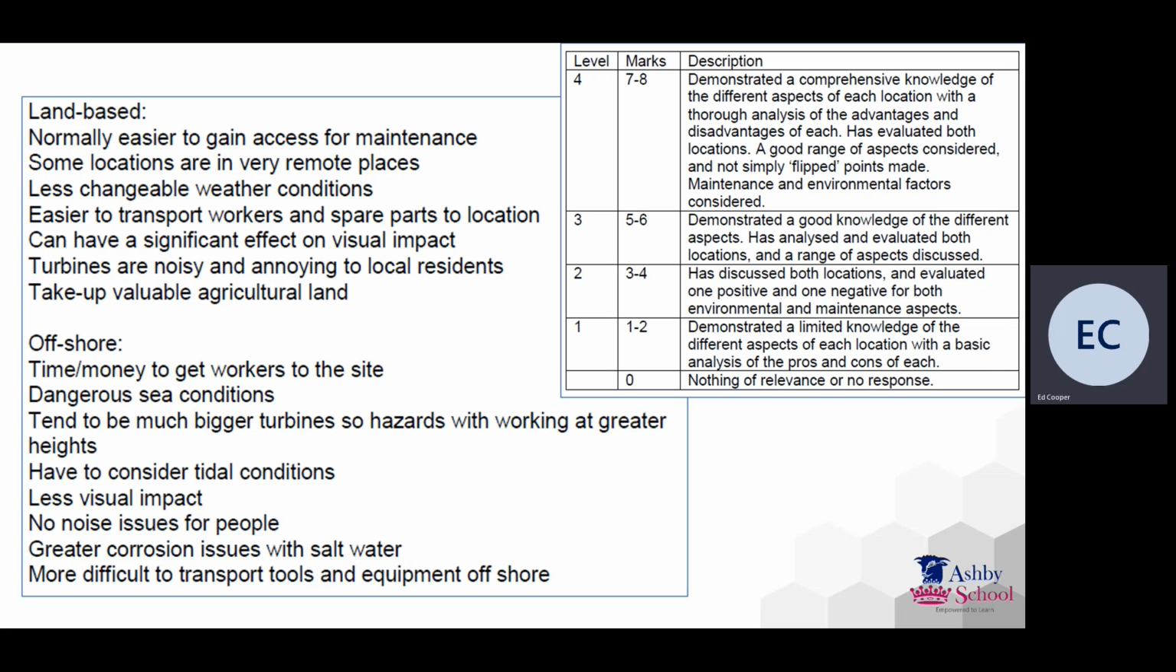Less visual impact because they're not on land, they're out at sea. No noise issues for people. Greater corrosion issues with salt water. The exam board loves using salt water as an issue, purely because it's very, very corrosive. The salt wears away things. So you need to consider what kind of finish goes onto something when it's in saltwater conditions.